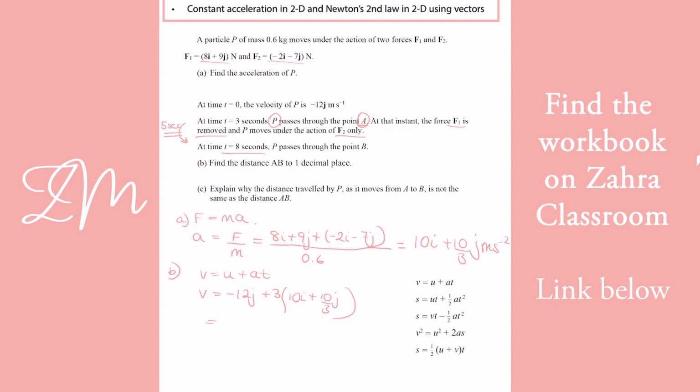So let's do our i's first. Now it's quite confusing when you have just j, so if you have to write 0i for yourself, do that. Right, so we've got 3 times 10, so 30i, the 3s cancel, so I'm going to have 10 minus 12, so minus 2j. Okay, so that's going to be my velocity at t equals 3, which is also going to be my opening velocity for the journey from A to B.